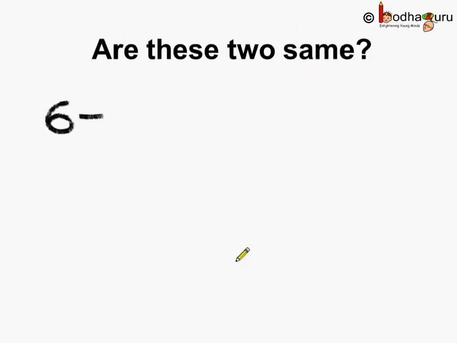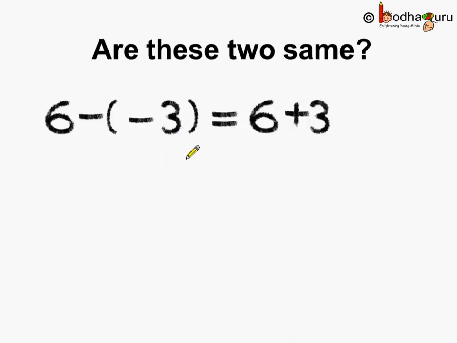Now let's see the case of subtraction in case of integers. 6 minus minus 3. It is equal to 6, minus minus becomes plus, so 6 plus 3, and this is equal to 9, that is plus 9.